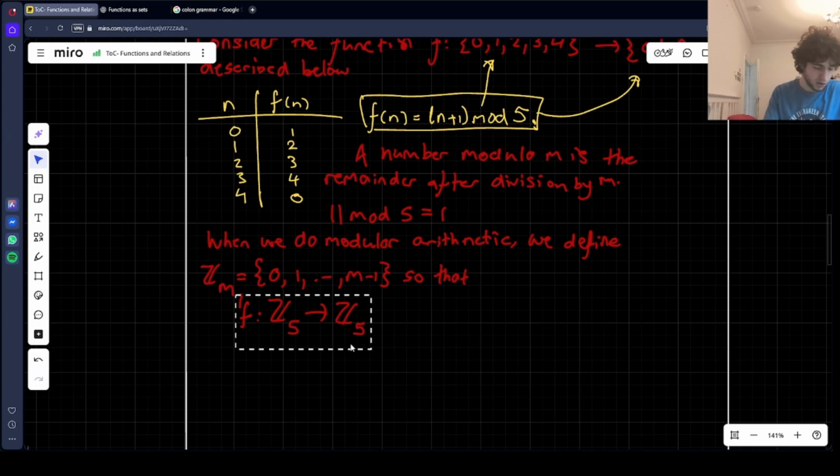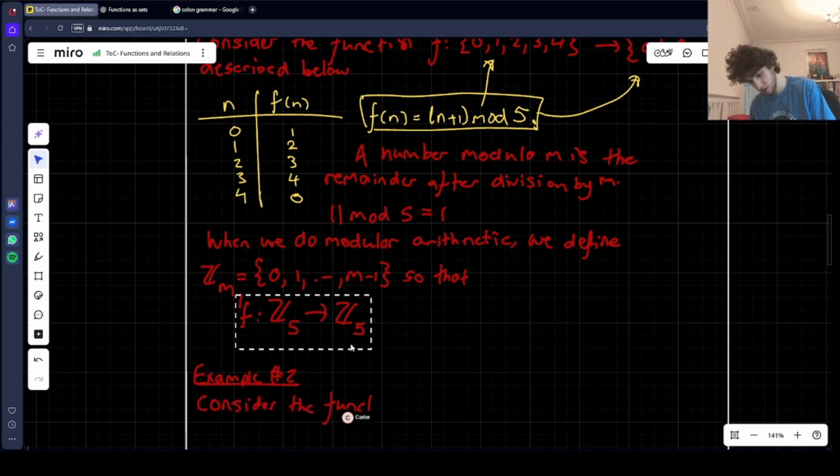Awesome. So now let's consider a different type of function, which might be a little bit more confusing. Here's another example, example number 2. Consider the function g. We often call our functions f or g. Those are typically the labels we give our functions, or sometimes you see h, or you can obviously use anything, but those are the ones we typically use.